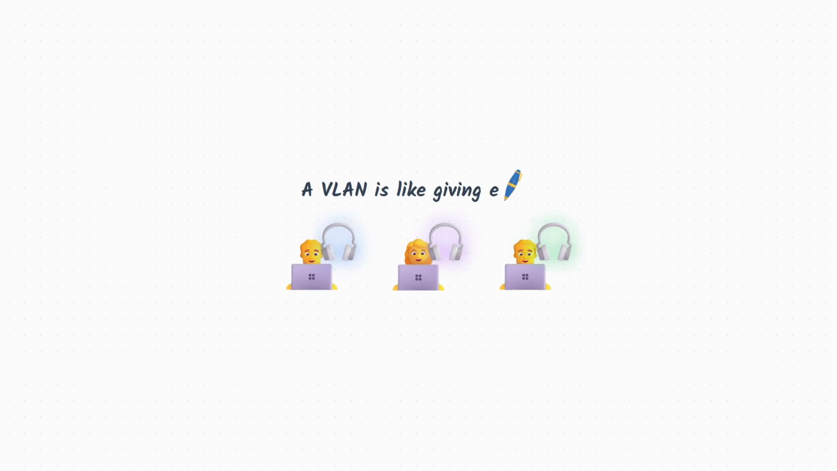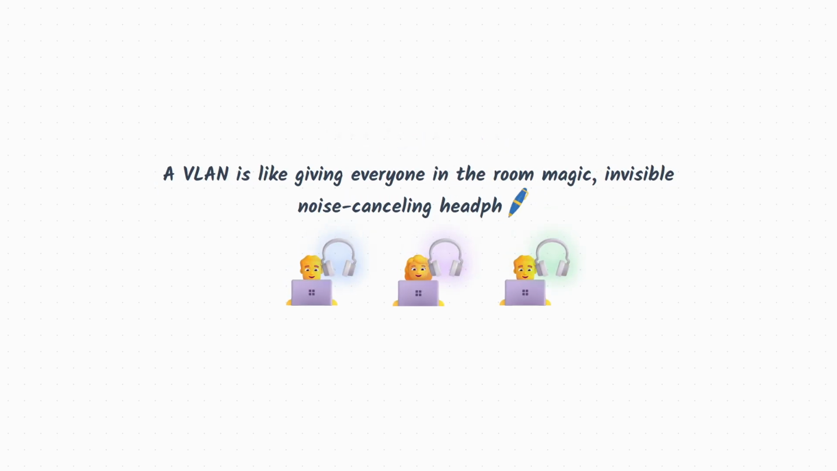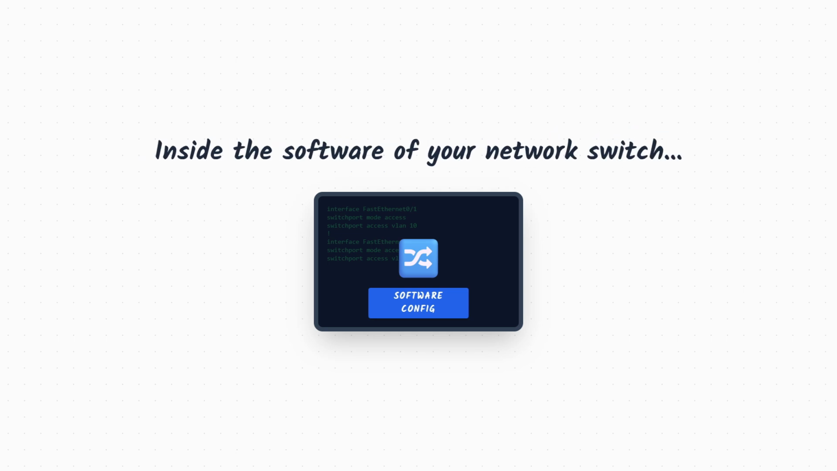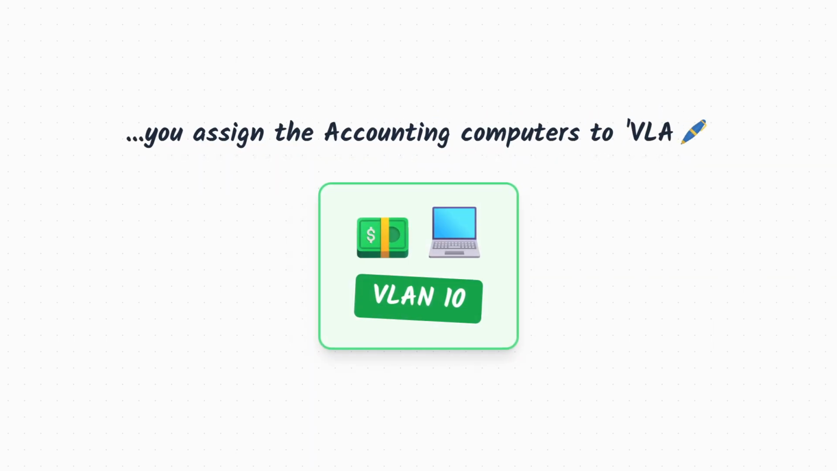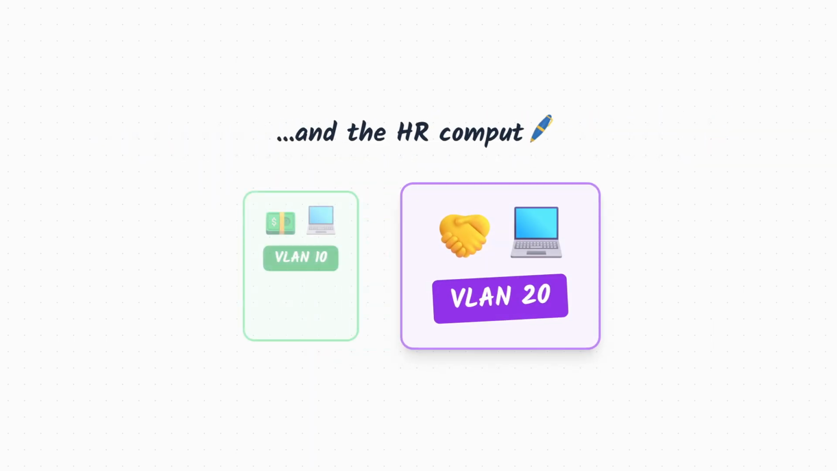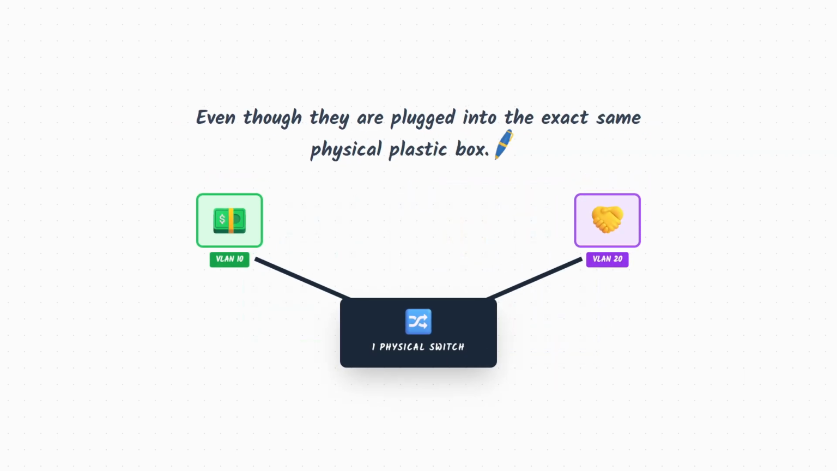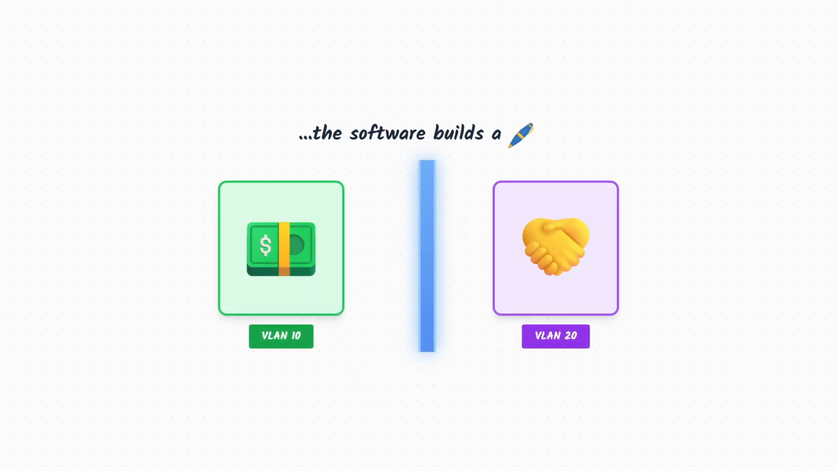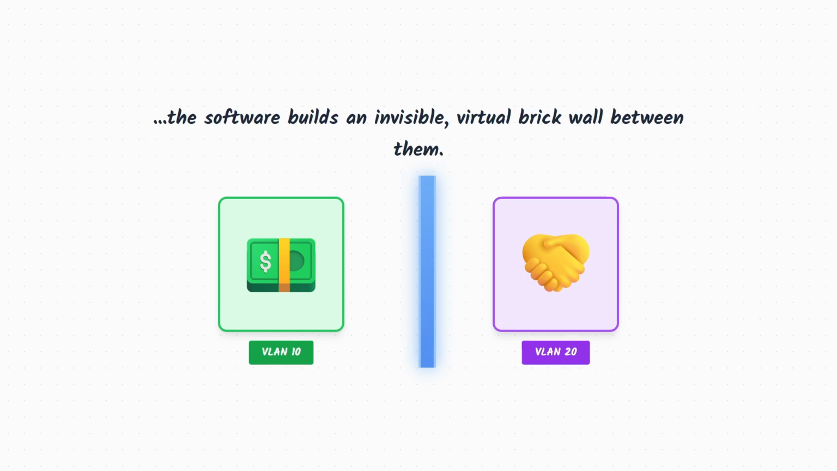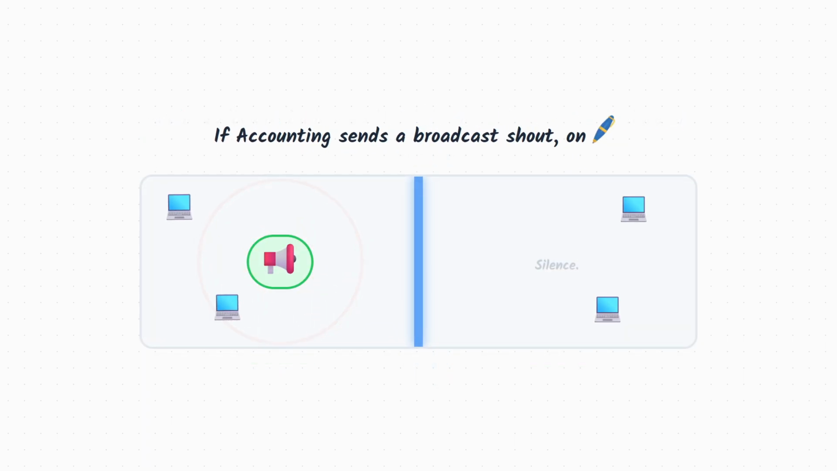A VLAN is like giving everyone in the room magic, invisible noise-canceling headphones. Inside the software of your network switch, you assign the accounting computers to VLAN 10 and the HR computers to VLAN 20. Even though they are plugged into the exact same physical plastic box, the software builds an invisible, virtual brick wall between them. If accounting sends a broadcast shout, only accounting computers hear it. HR is completely deaf to it.